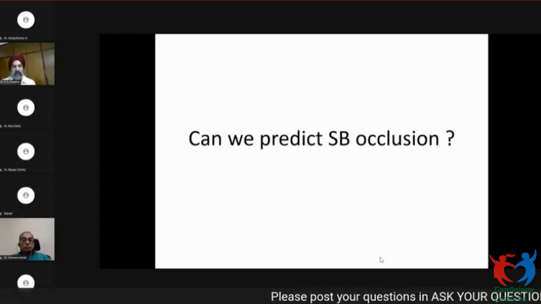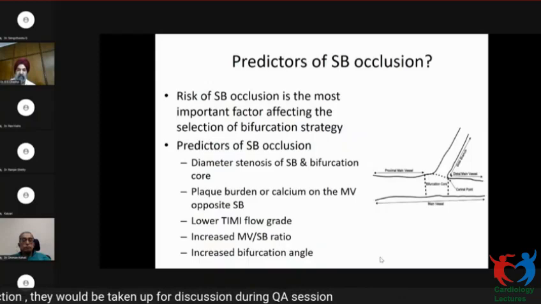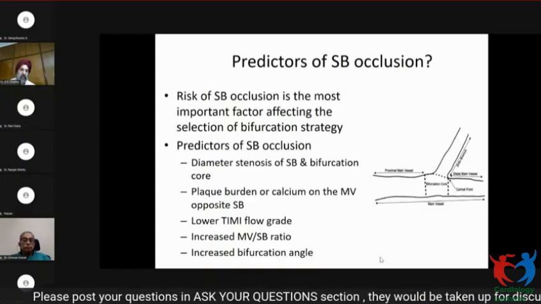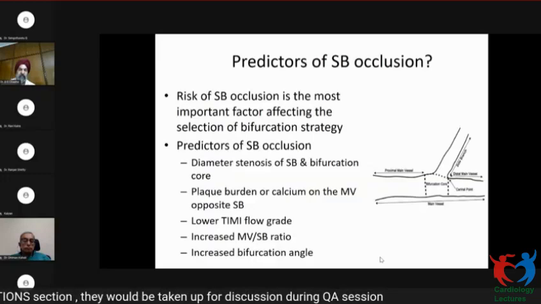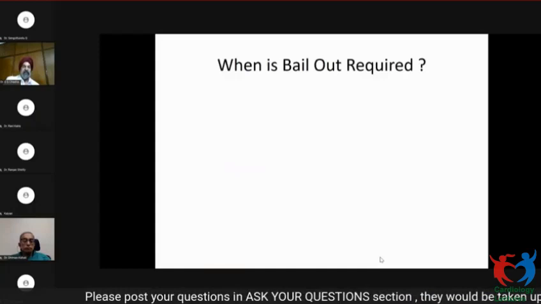Well, can we predict the side branch occlusion while we are doing bifurcation? There are certain predictors of side branch occlusion, which include the diameter stenosis of the side branch and the bifurcation core. If the bifurcation core is very severely stenosed, then there are very bright chances that this plaque might shift. And if you have plaque burden or calcium on the main branch opposite to the side branch, there are very bright chances that calcium will cause carina shift and the plaque burden will cause plaque shifting into the side branch ostium. And if you start with a low TIMI flow rate and you have a very increased bifurcation angle, all these are predictors of side branch occlusion.